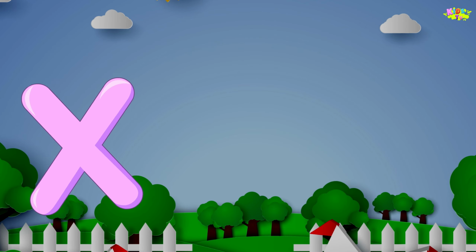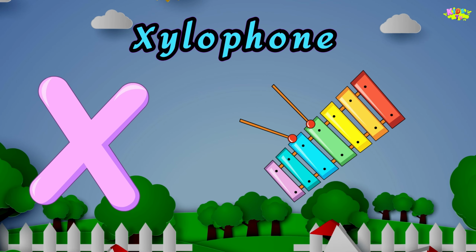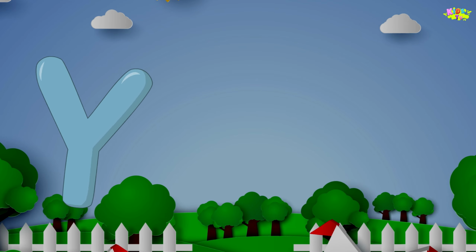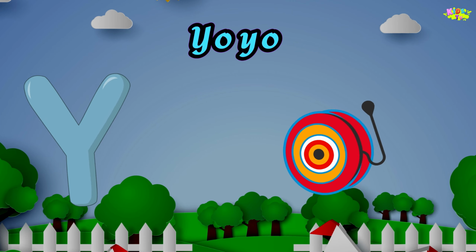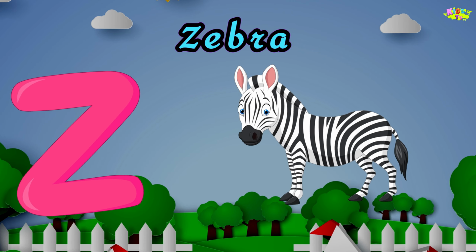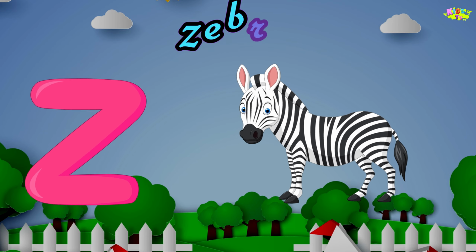X is for xylophone, x, x, xylophone, X, xylophone. Y is for yo-yo, yay, yay, yo-yo, Y, yo-yo. Z is for zebra, z, z, zebra, z, zebra.